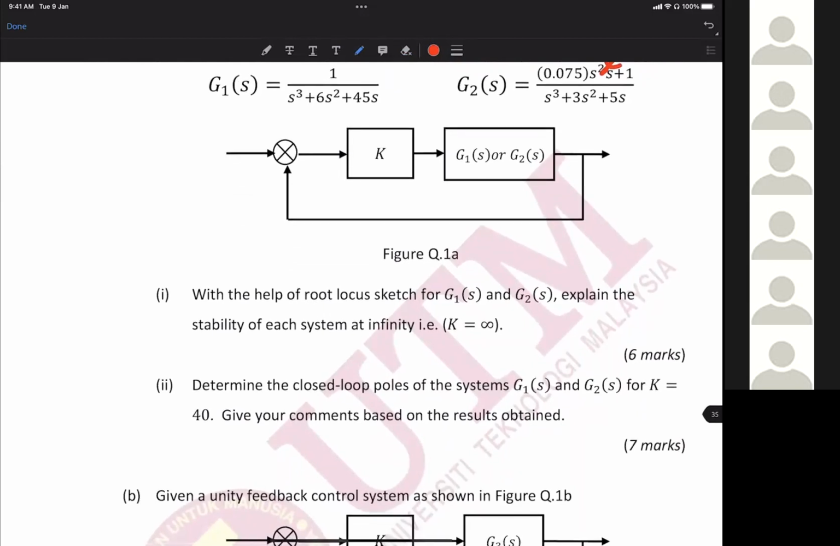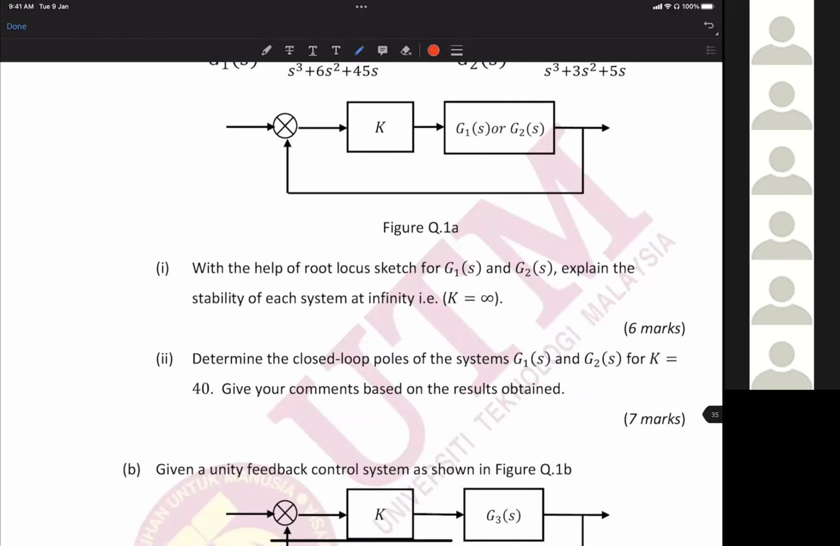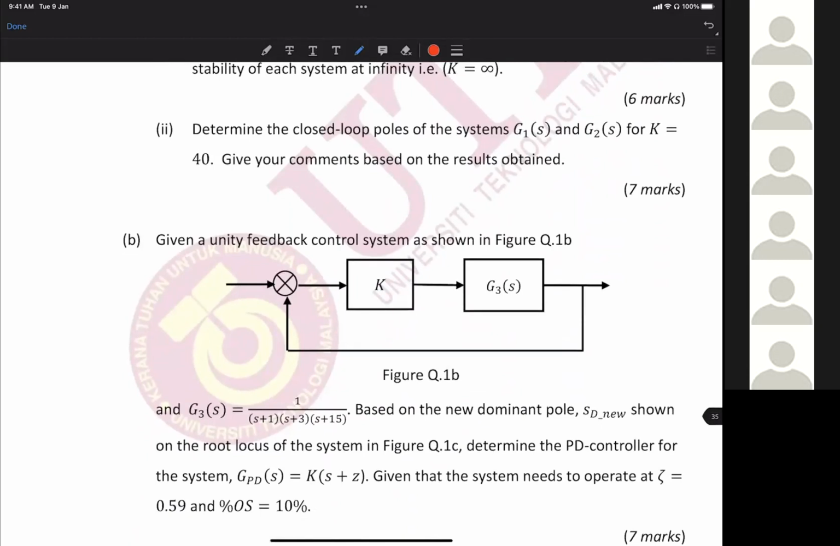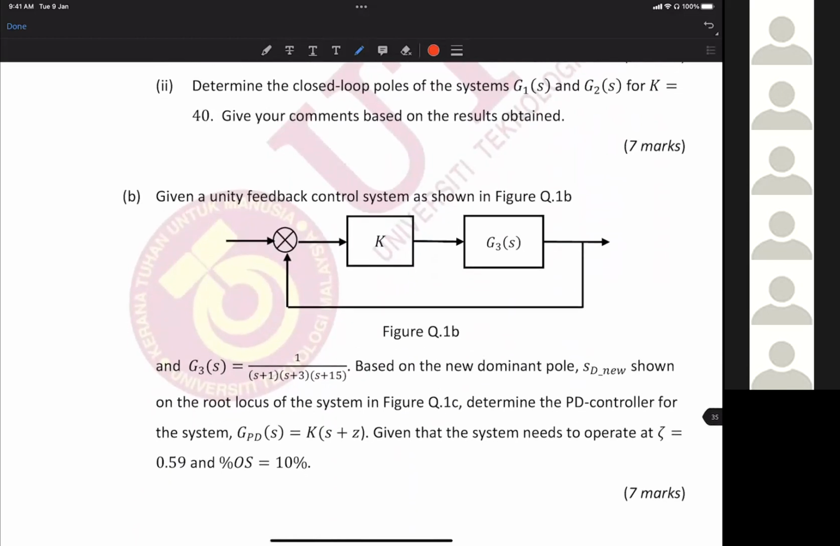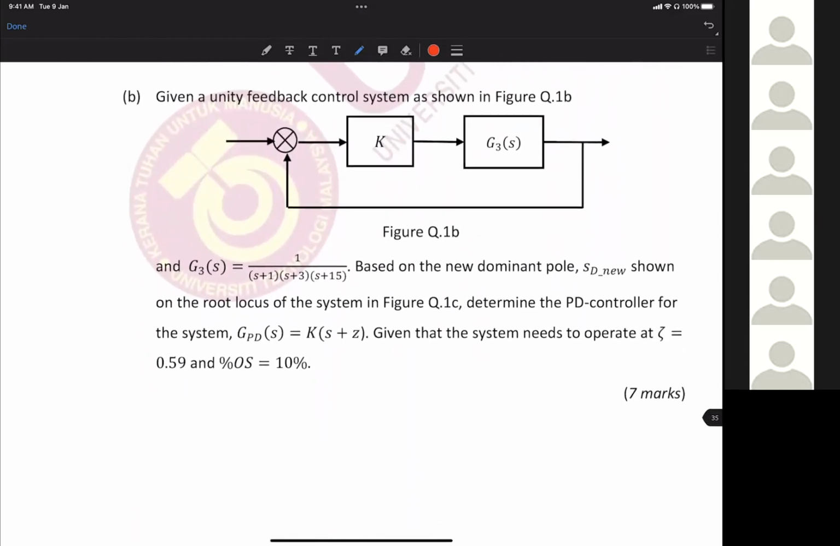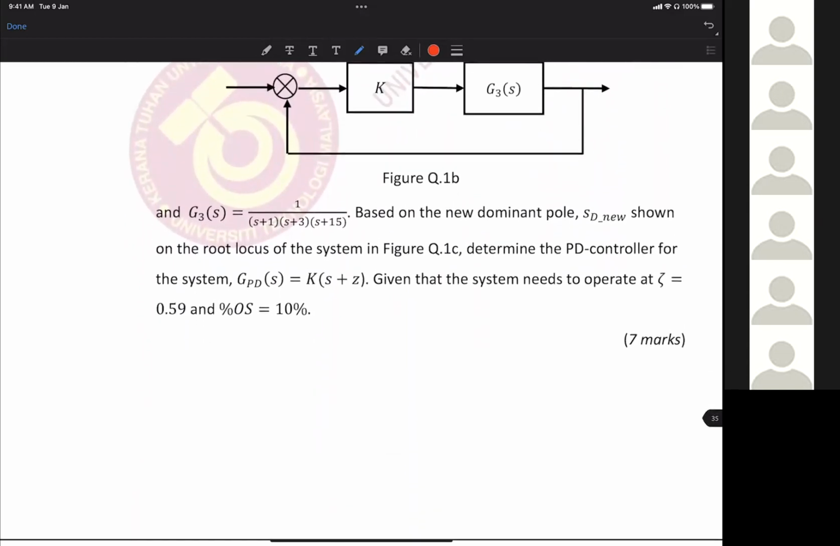Second, determine the closed loop poles of the system G1(s) and G2(s) for K equal to 40. Give your comment based on the result obtained. B, given a unity feedback control system as shown in figure question 1B and G3(s), based on the new dominant poles as shown on the root locus of the system in figure question 1C, determine the PD controller for the system GPD equals K(s plus z), given that the system needs to operate at damping ratio 0.59 and overshoot percentage 10%.